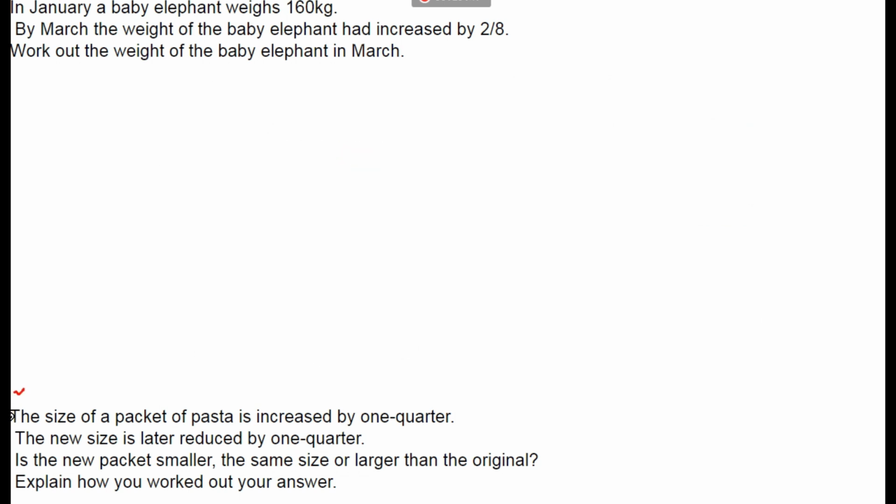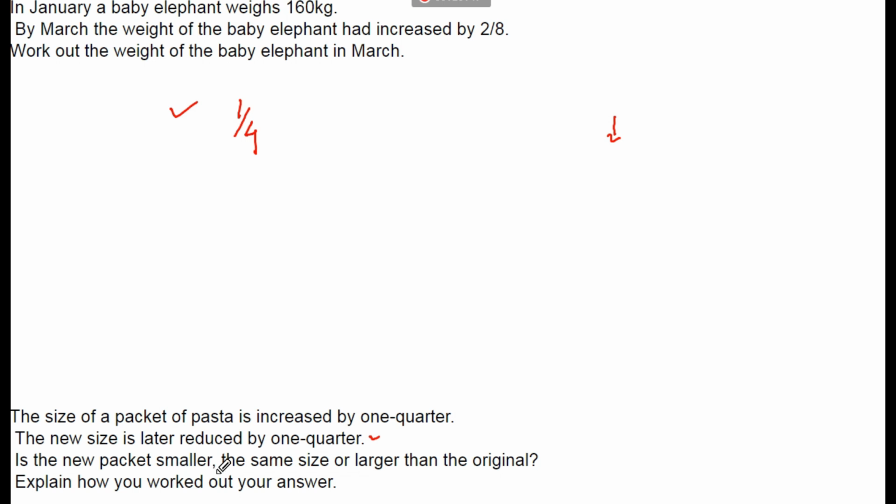It's a bit tricky question. The size of a packet of pasta is increased by 1/4. Now if you read this question, you will come to know that we are given only fractions. We are not given any number. Okay. The new size is later reduced. The new size is later reduced by 1/4. So this is the second part.